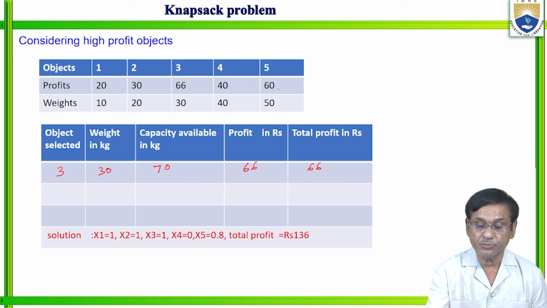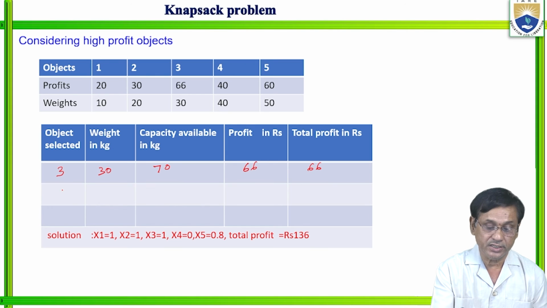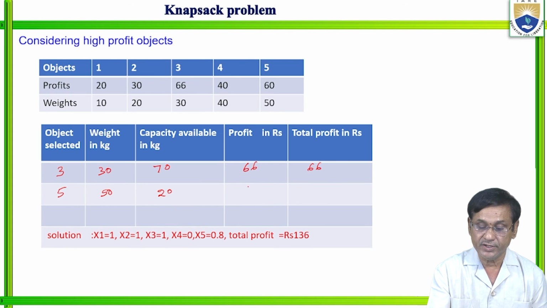The next highest profit is 60, which corresponds to the fifth job. We can consider that, but the weight is 50. So 70 minus 50 is 20 here, and the profit is 60, so the total is 126.